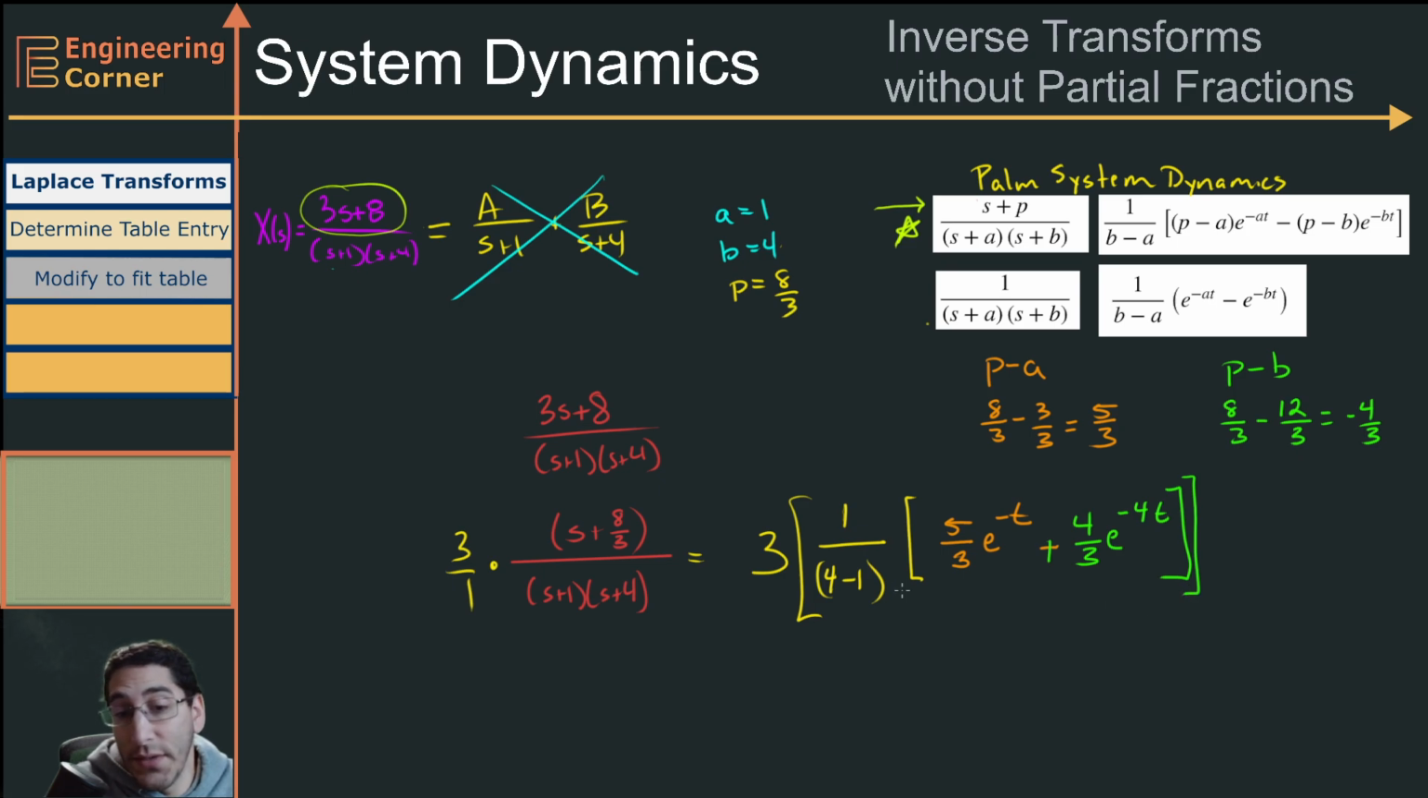And now I just need to simplify. For this term right here, I don't know why I wrote it as 4 minus 1. This is just equal to a 3. And this 3 and this 3 are going to cancel out. So I get a 1 over a 1. So my solution, the inverse Laplace transform of my function X(s), is going to be equal to 5/3 e to the minus t plus 4/3 e to the minus 4t.